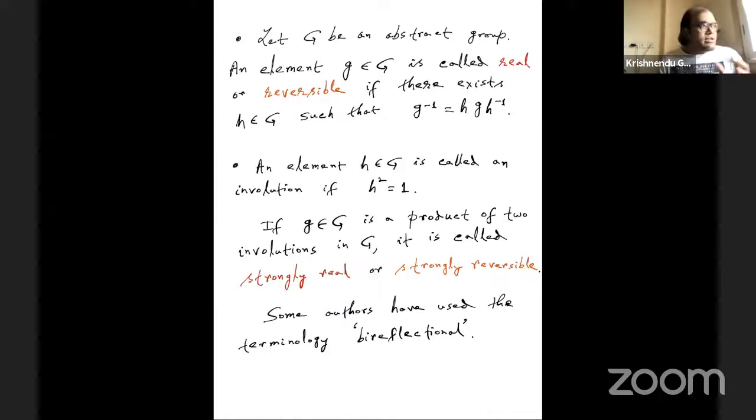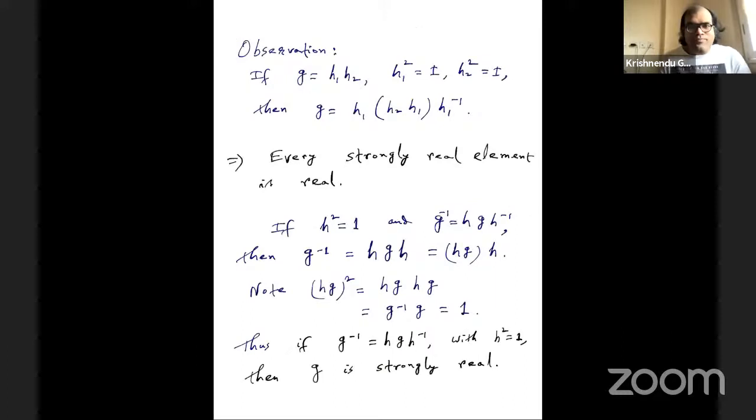Now, because of geometric motivation, some authors have also used the terminology bireflexionals for strongly reversible elements. Now, in this talk, I will flip between real and reversible from slide to slide, but keep in mind that the objects are the same. So when I work with some algebraist collaborator, I call them real. And when I work on these objects from a geometric viewpoint, I call them reversible. But in this lecture, I will flip between the two terminologies.